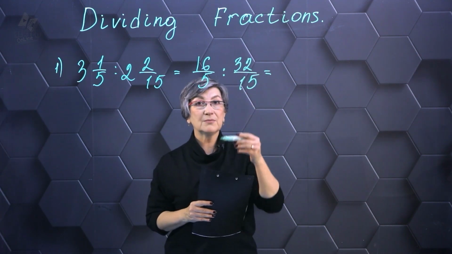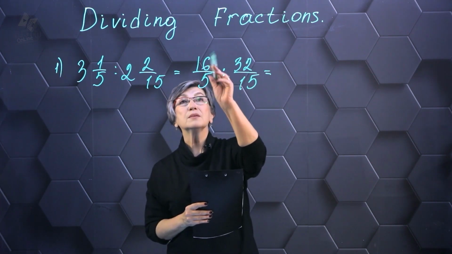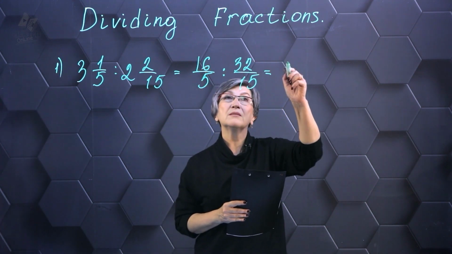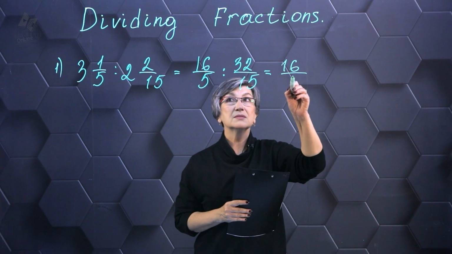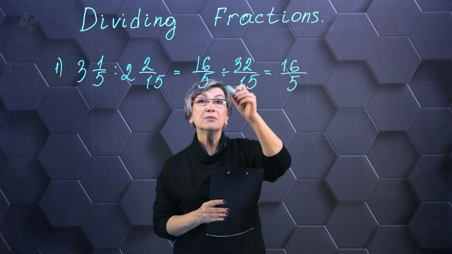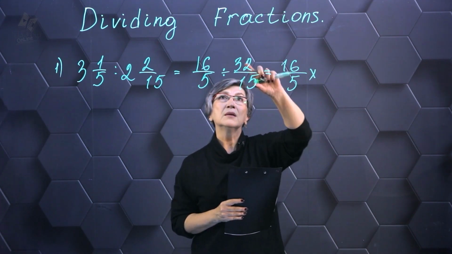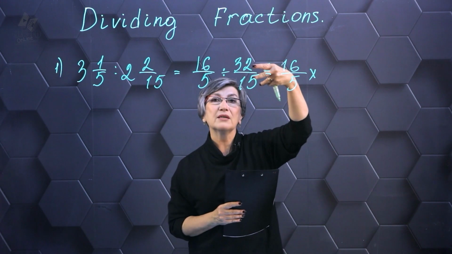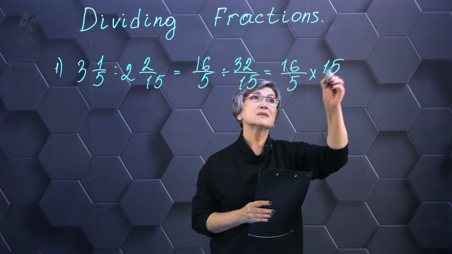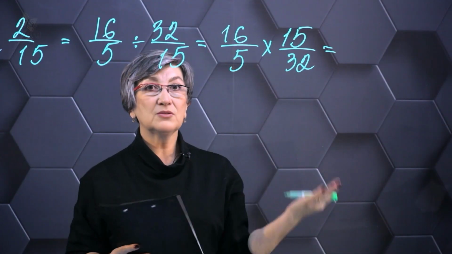And this is where I apply the rule of division of fractional numbers. The first fraction, I leave it the same, so it will be 16/5. The division sign, I change it to multiplication. This fraction, I flip: not 32/15, but 15/32. So, I need to multiply 2 fractional numbers.